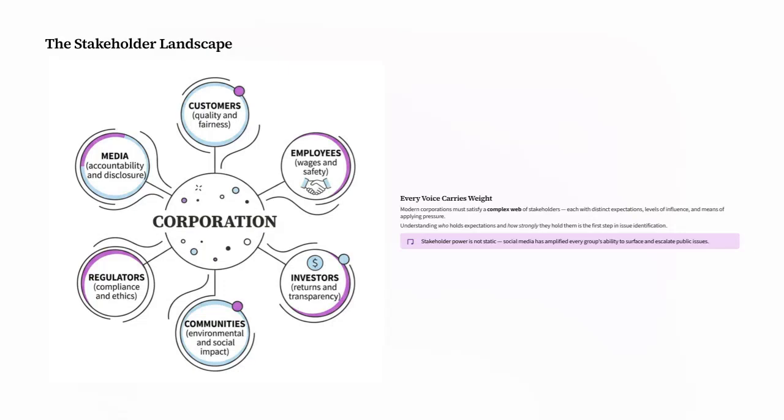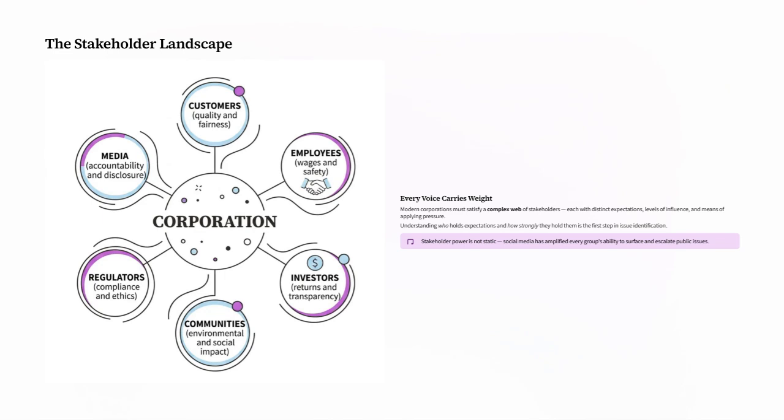The stakeholder landscape is rarely simple. Modern corporations must respond to a complex web of voices, each bringing different expectations, influence, and ways to apply pressure. Understanding who holds those expectations and how strongly they hold them is the foundation of effective issue identification.